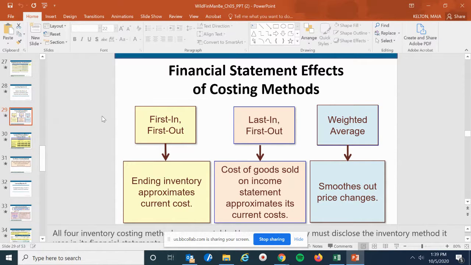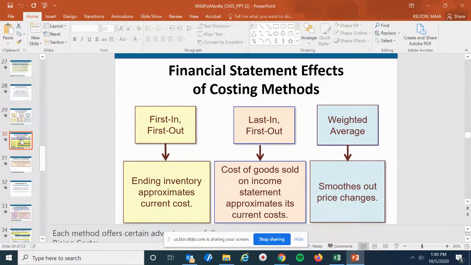So if they choose first in, first out, the ending inventory on the balance sheet will be super accurate. It will approximate the current replacement cost of the inventory. With last in, first out, the cost of goods sold will be super accurate because cost of goods sold on the income statement will approximate the current cost of inventory. And then the weighted average is just nice because it smooths out price changes.